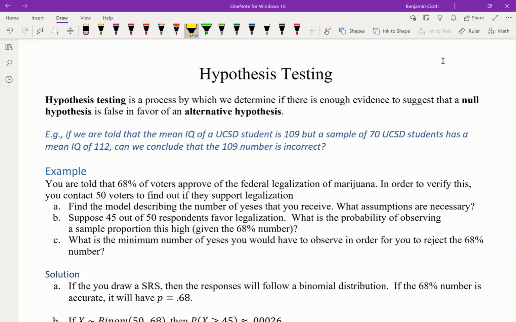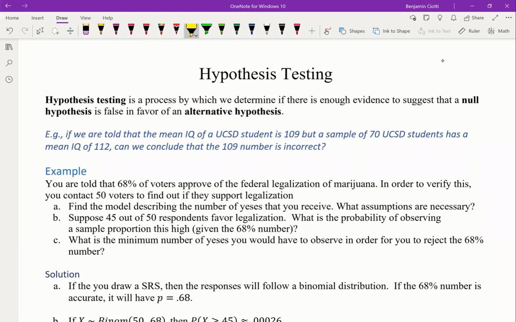This is the third inference technique that we're learning, right? The first one was point estimation. The second one was confidence intervals. Now, with hypothesis testing, the idea is we want to decide if there's enough evidence to suggest that some null hypothesis is false in favor of some alternative hypothesis.